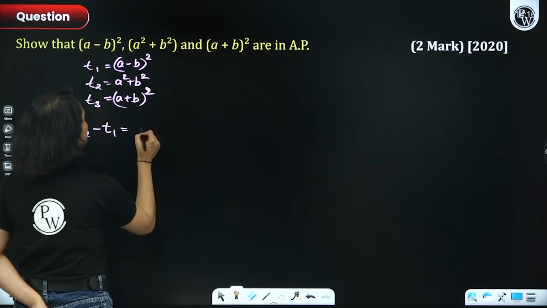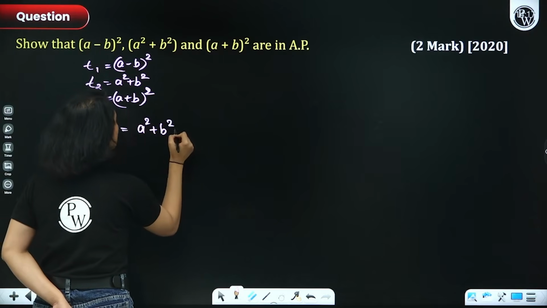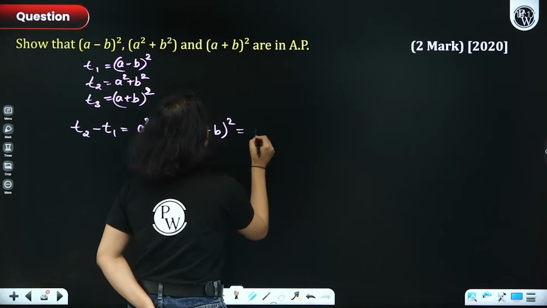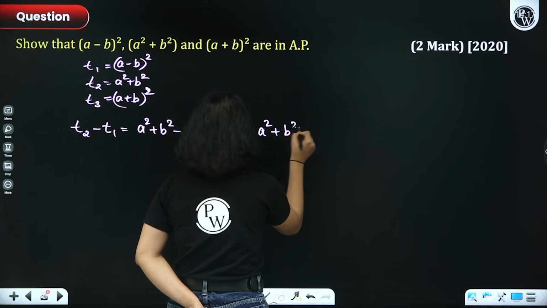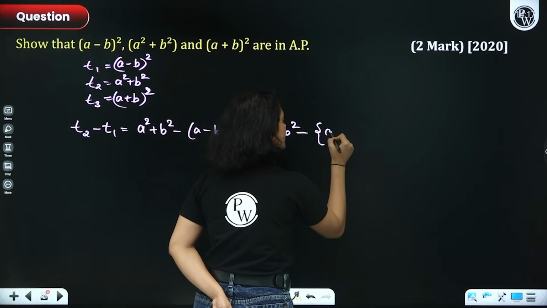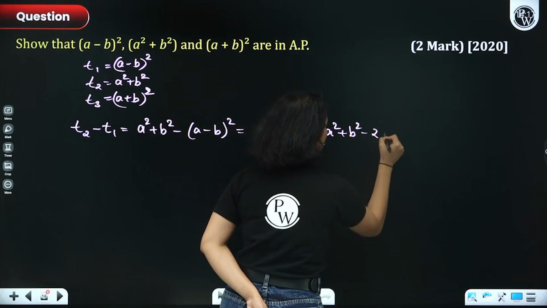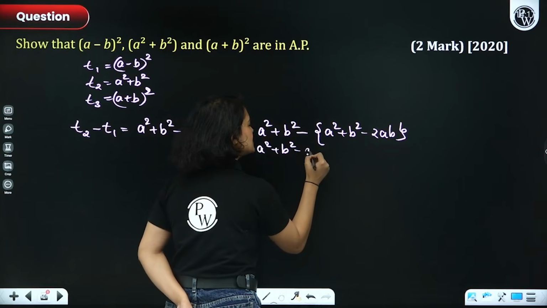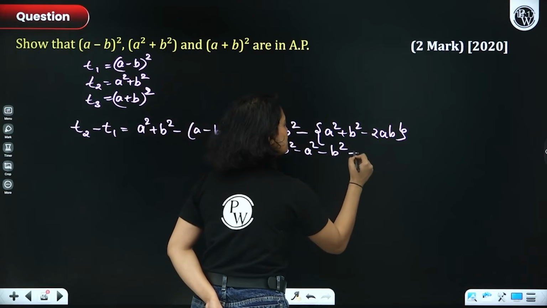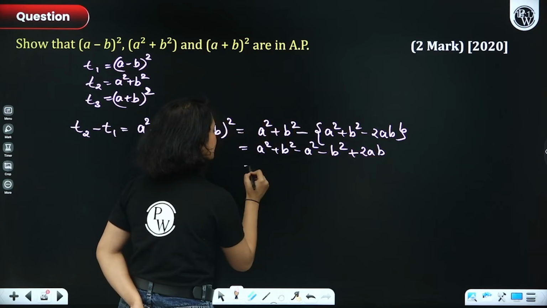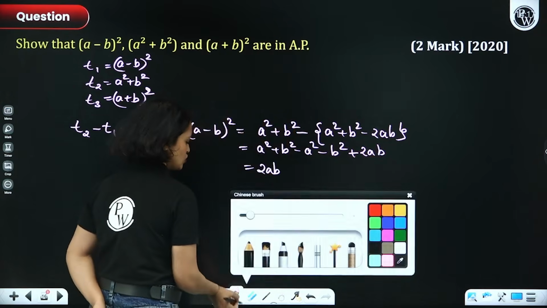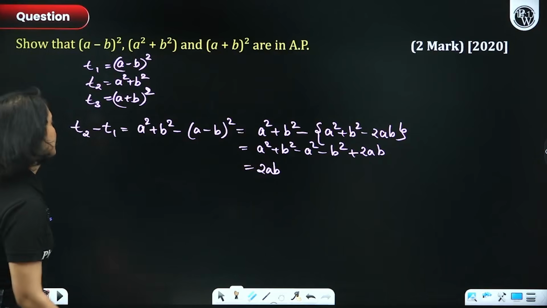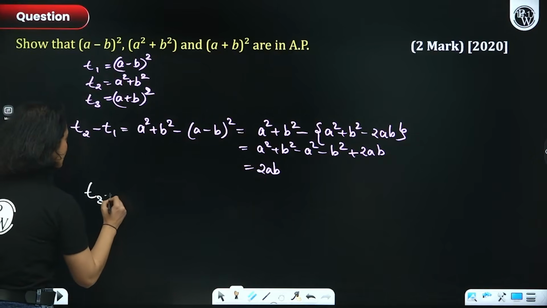So T2 minus T1 would be a square plus b square minus (a minus b) whole square. I hope you remember all your identities, because I am going to use an identity here to open (a minus b) whole square. So (a minus b) whole square is a square plus b square minus 2ab. Here we'll get a square plus b square minus a square, when I open the bracket, minus b square plus 2ab. So everything will get cancelled. Only twice of ab will remain.